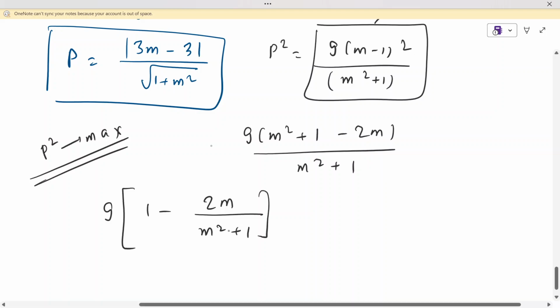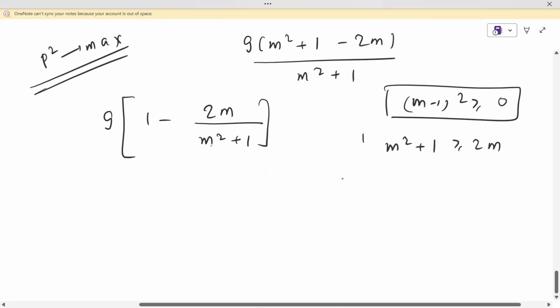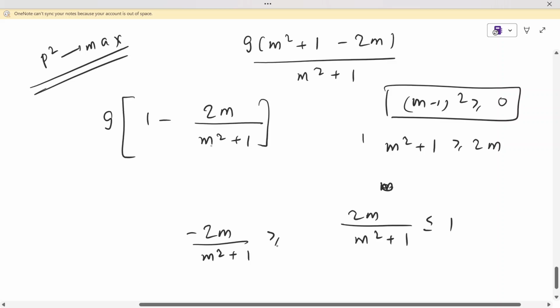So somehow we have to maximize this particular thing. What I know is m square plus 1 is always greater than or equal to 2m, right? Because m minus 1 whole square should be greater than or equal to 0, isn't it? This I know. So it means 2m by m square plus 1 should always be less than or equal to 1, no? So now I know minus 2m by m square plus 1 should always be greater than or equal to minus 1. Clear?